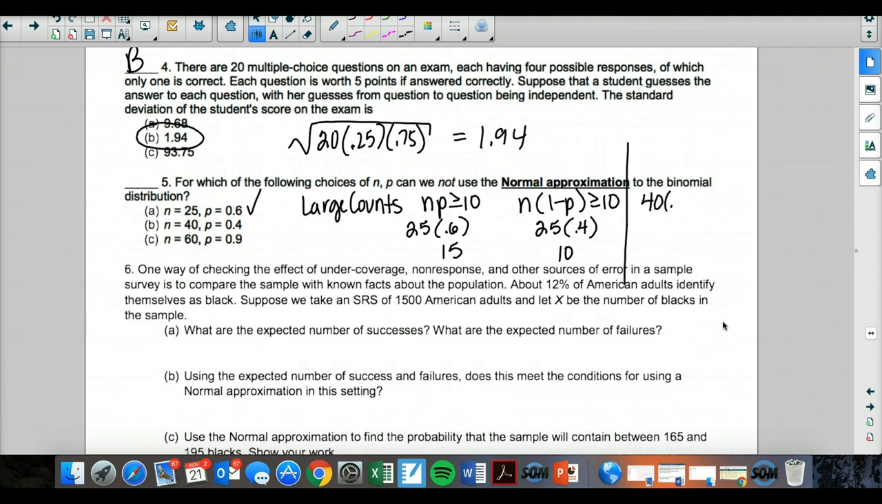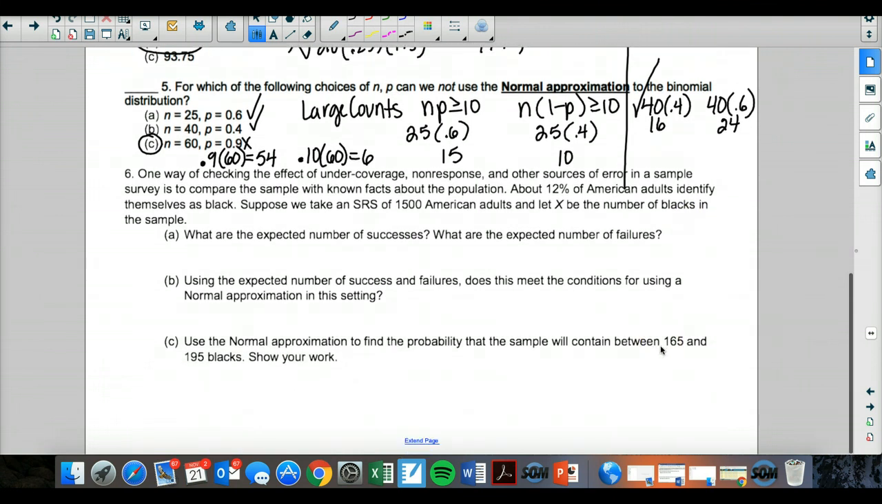So 40 times 0.4 and 40 times 0.6. So 40 times 0.4 is 16. So this is 24, check. This one checks out. So it's this one, because 0.9 times 60 is good, that's 54. But 0.10 times 60 is only 6. So that fails large counts.